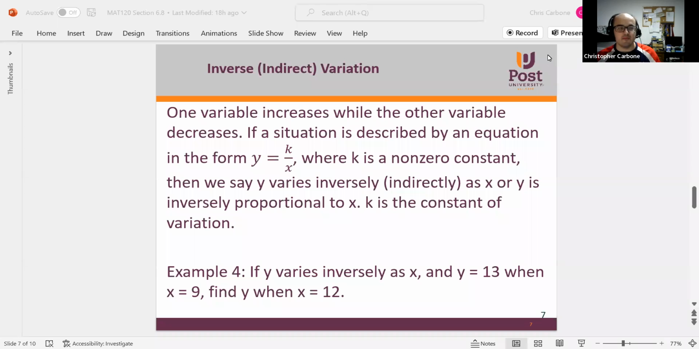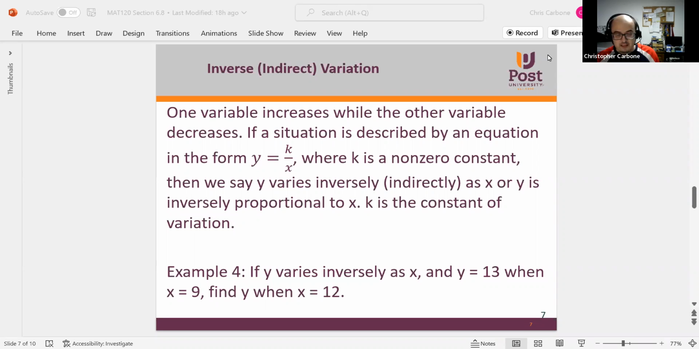Welcome to part 2 of our modeling using variation. This time we are doing inverse or indirect variation. One variable increases while the other variable decreases. If a situation is described by an equation in the form of y is equal to k divided by x, where k is a non-zero constant, then we say y varies inversely or indirectly as x, or y is inversely proportional to x. K, again, is that constant of variation.